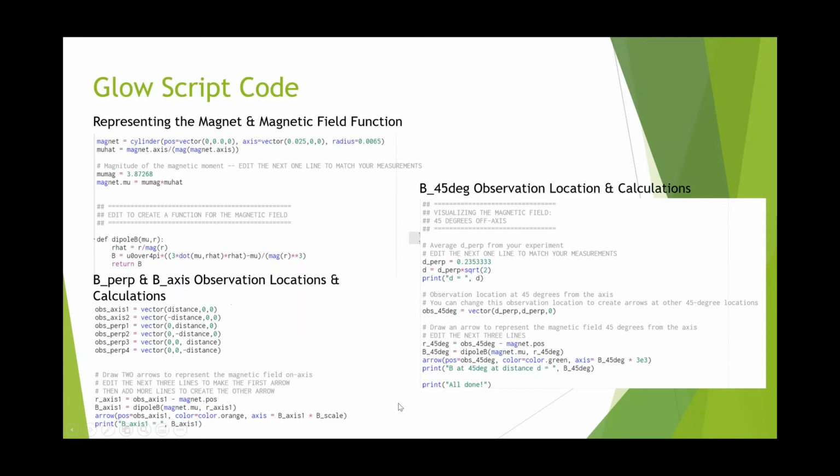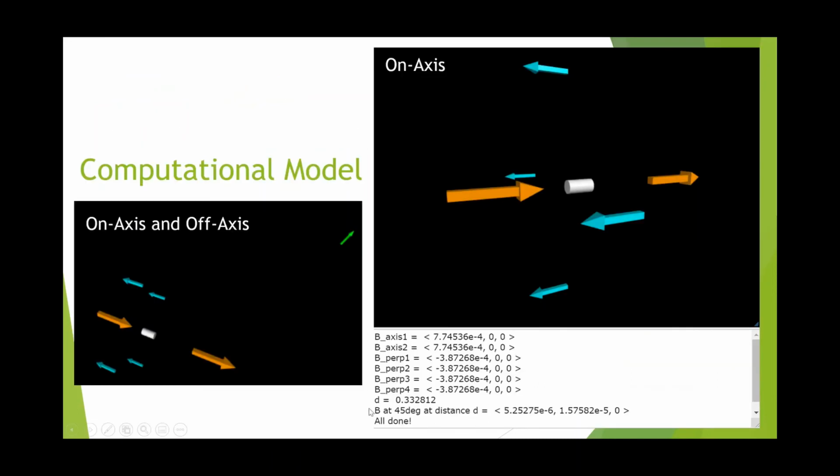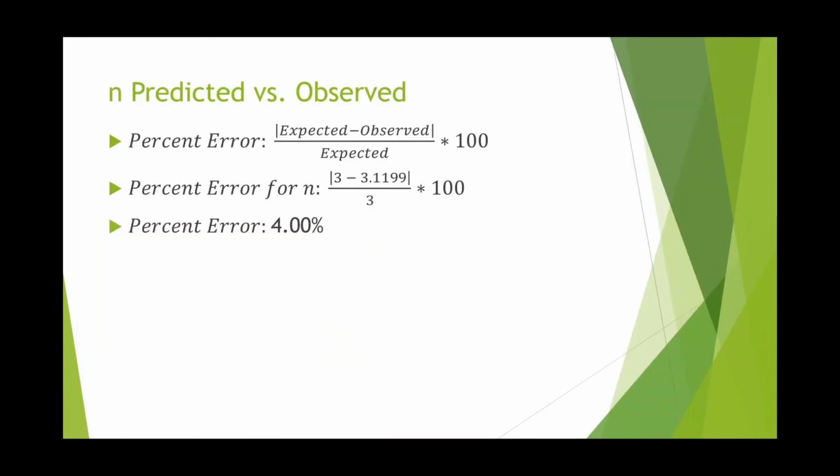I then drew arrows to represent these magnetic fields at the different observation locations. You can see here in my computational model, the blue arrows represent the perpendicular observation locations. The orange arrows represent the magnetic field at on-axis locations. I then also have a green arrow to represent my off-axis location, B 45 degrees. I then printed the values for the magnetic field at all these different locations in the output of my computational model.